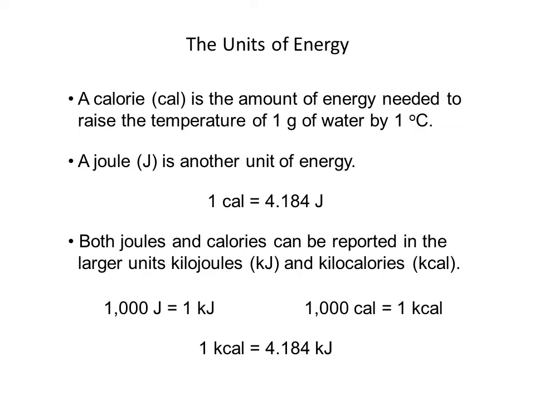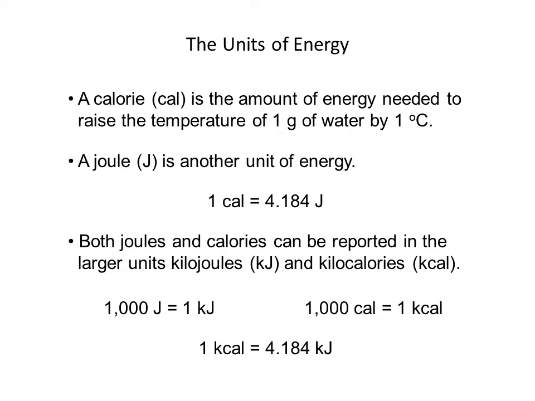Energy can be expressed in several different types of units. Two common units are calories and joules. A calorie is defined as the amount of energy that it takes to raise 1 gram of water by 1 degree Celsius. This, of course, is liquid water. If you have gaseous water or solid water, it takes different amounts of energy.